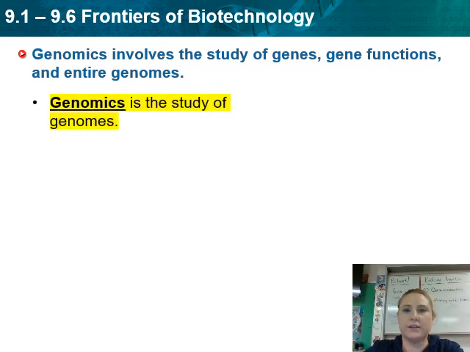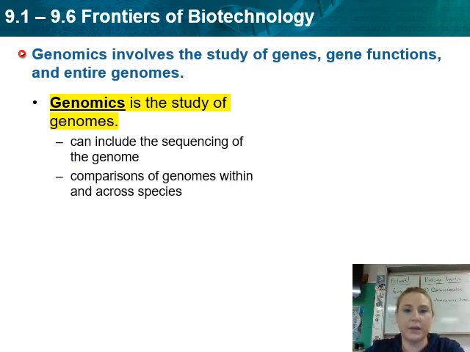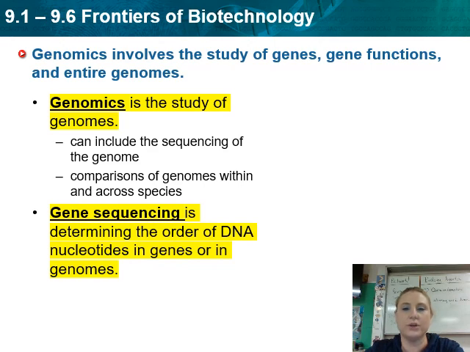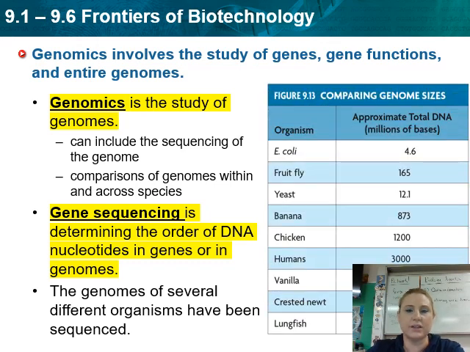Genomics involves the study of genes, gene functions, and entire genomes. So genomics is the study of genomes. And we talked about genomes being all of the DNA an organism has. And it can include the sequencing of the genome. And we can use this to compare genomes within a species and then across different species. And gene sequencing is determining the order of DNA nucleotides in genes or in genomes. And the genomes of several different organisms have been sequenced. And you can actually look at how many different bases and how big the genomes of some different organisms are over here.